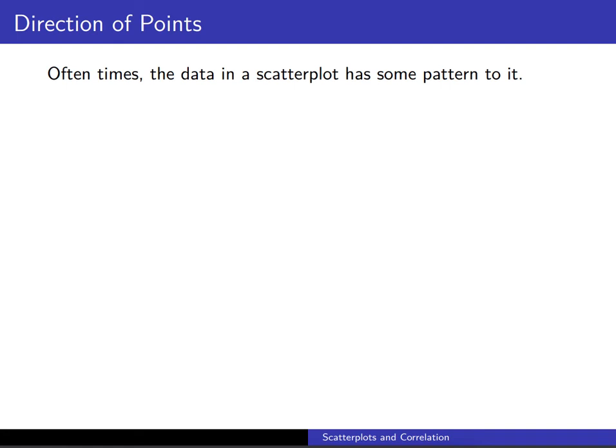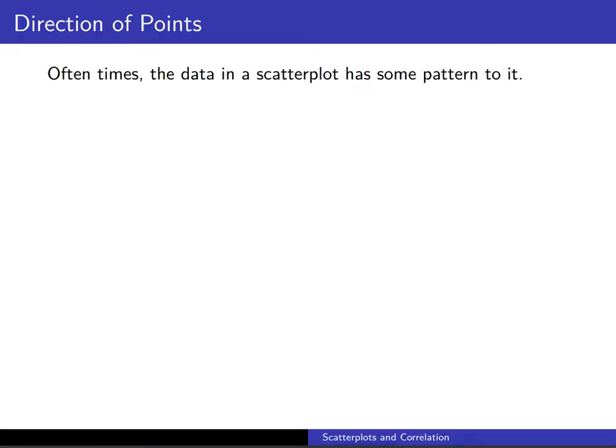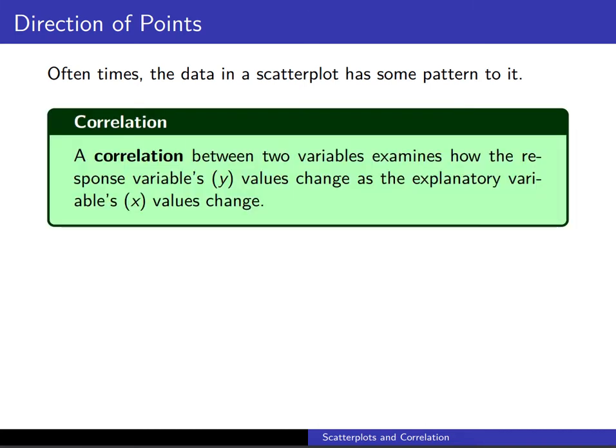So oftentimes the data in a scatter plot has some pattern to it. In the one that we did in our last video, we saw that the data points have this pattern of somewhat going down as we go further to the right. That would indicate that as time goes on, the value of the car tends to decrease, which is generally true for the vast majority of cars that are out there on the road.